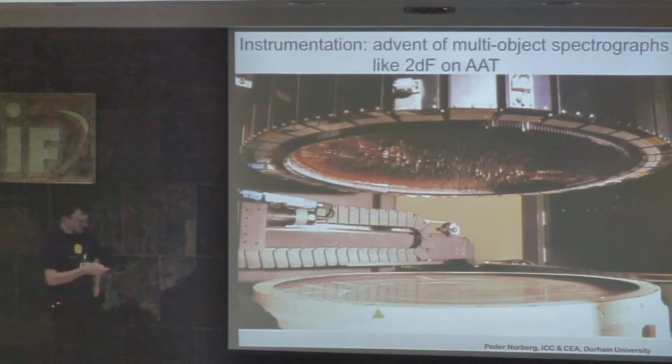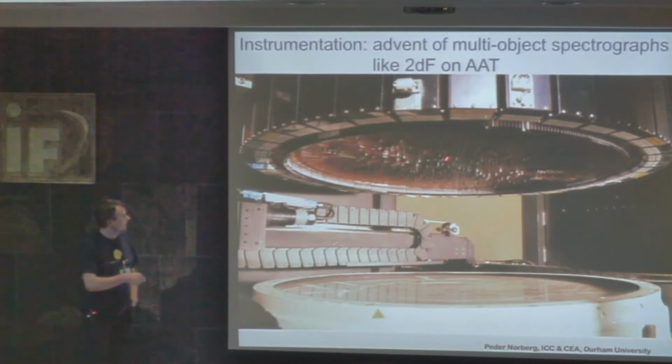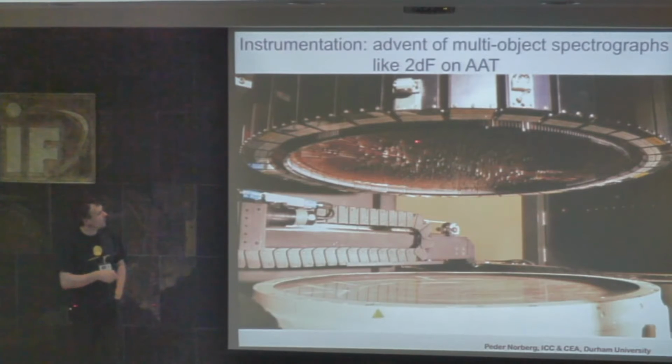There's another view of the fiber positioner, or the fibers being put here on the telescope, so you can actually see how the fibers are picking up the light, and then the fibers bringing the light up to a spectrograph, where you can get your redshifts.